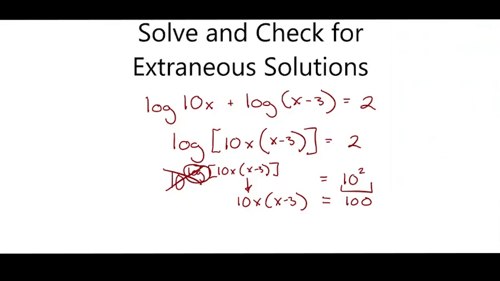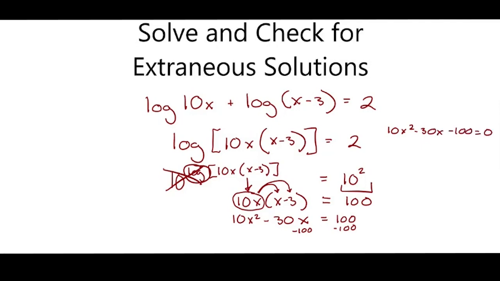Now I'm going to do the distributive property, and I'm going to multiply this 10x by x, and then I'm going to multiply 10x times negative 3. So now I have 10x squared minus 30x equals 100. Well, I can subtract 100 on both sides. And now I have 10x squared minus 30x minus 100 equals 0.